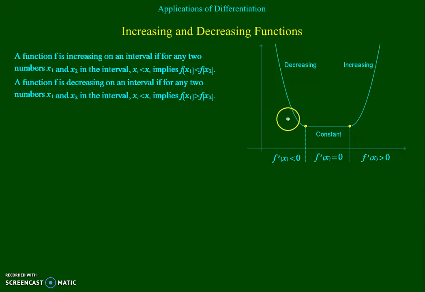So the bottom line for this whole thing is we're looking at the slope of the tangent line. This is the formal definition of increasing and decreasing, but what it translates to is we're going to be dealing with the slope of the tangent line on a particular interval. If the slope is negative, it's decreasing. If the slope is positive, it's increasing. If the slope is 0, it is constant. So let's look at some applications of this.